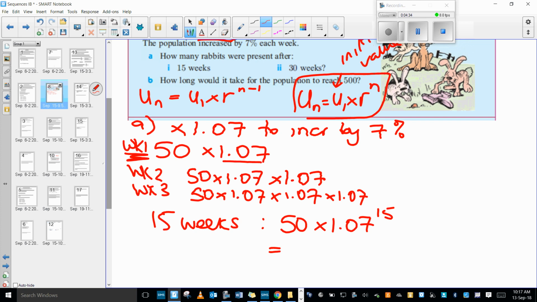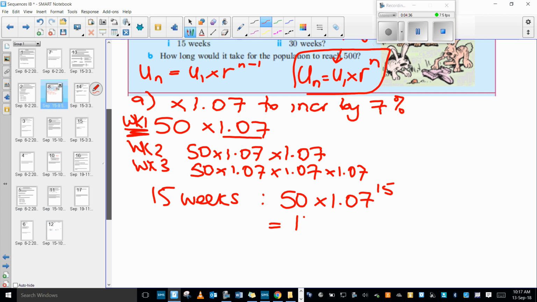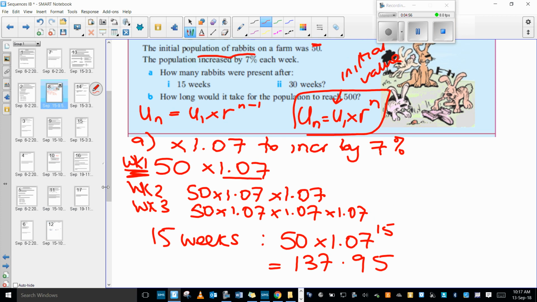137. 138. Actually, tell me in decimals. 137.95. Okay, so here's the situation. You know what I was saying the other day: how many rabbits are actually present? Well, there's only a 0.95 rabbit, so we haven't got that rabbit. So really, our answer should be 137.